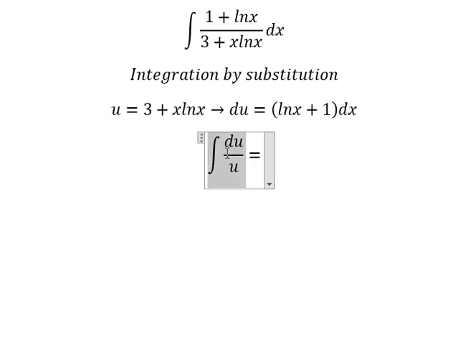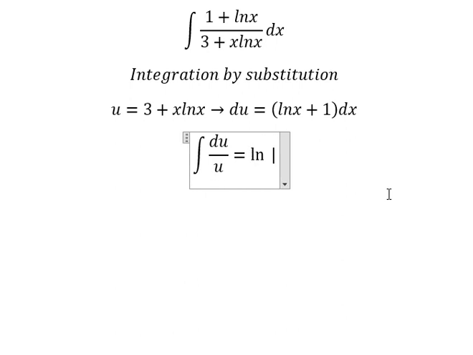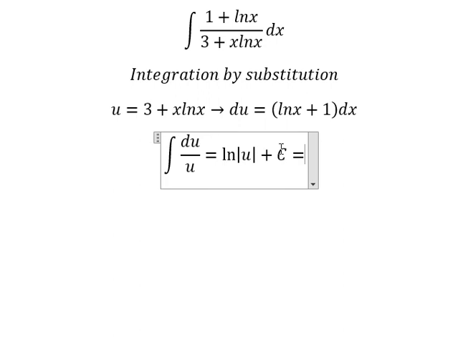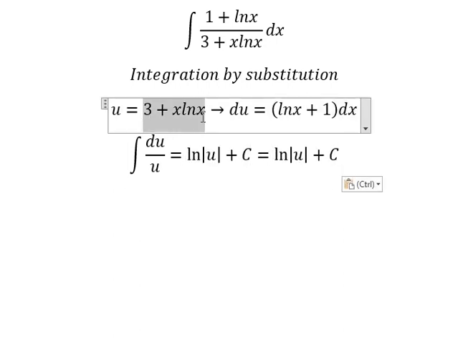The integration of this one, we have ln of the absolute value of u, and I will put c. About u, that is this one.